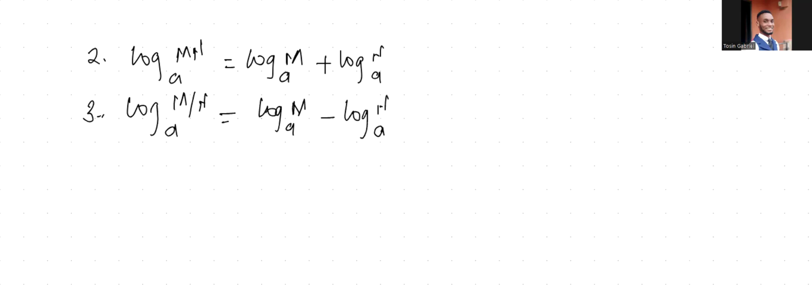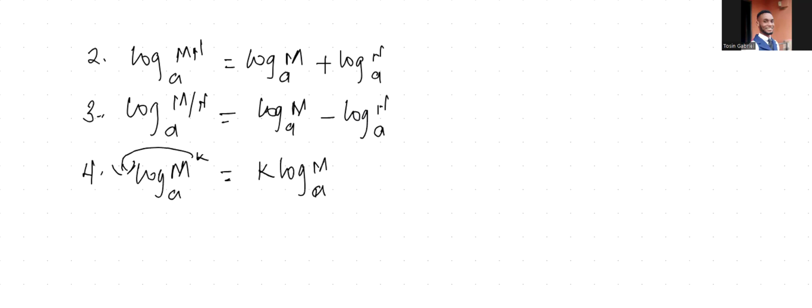Then number 4, if you have log m raised to the power of k base a, according to logarithm, this k we move to the front of the log, so it becomes k log m base a. Also vice versa, if you have it like this, it will move to the top.